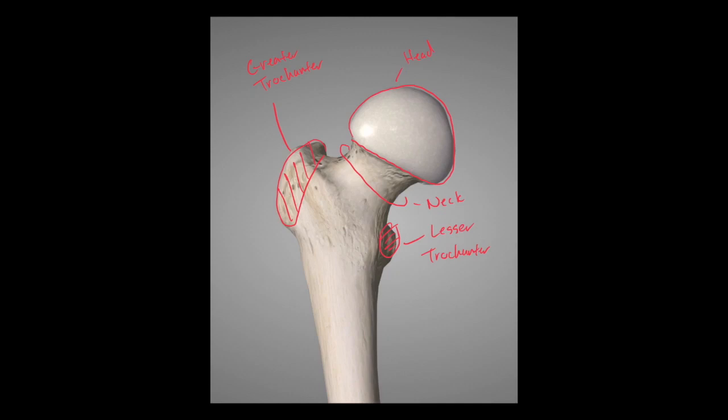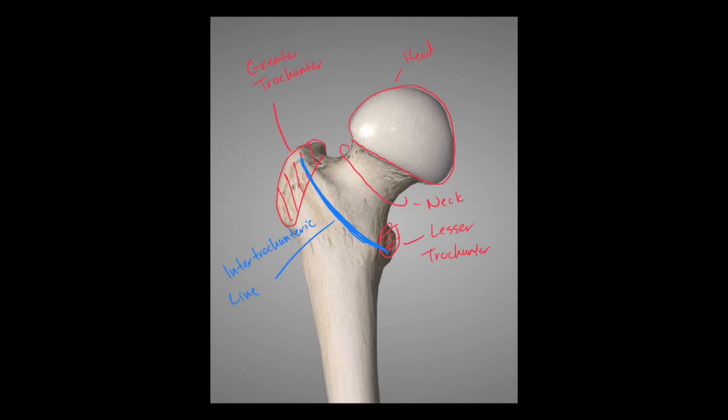So right now we are looking at the anterior aspect of the proximal end of the femur bone. And at this end, there is a roughened line that connects between the greater trochanter and the lesser trochanter. This roughened line, it's difficult to see on real bones, but this line right here is called the intertrochanteric line of the femur bone. Intertrochanteric meaning between the trochanters, and it forms a line.